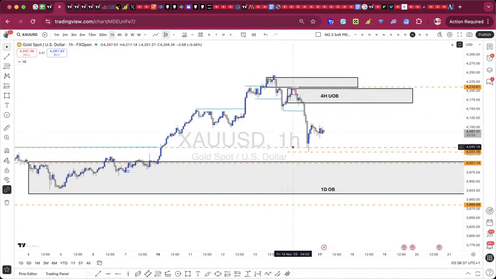The market structure shift. So when the 1 hour was mitigated, nice one. And altogether, we still break here.